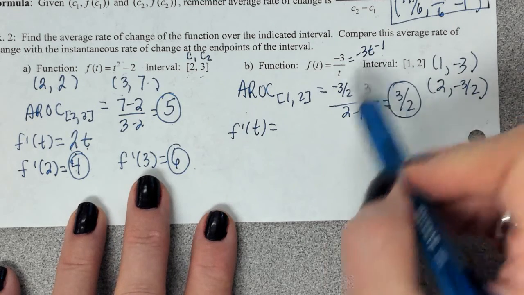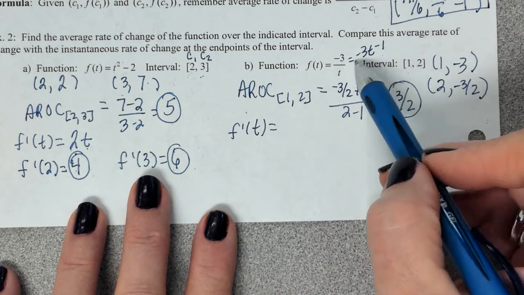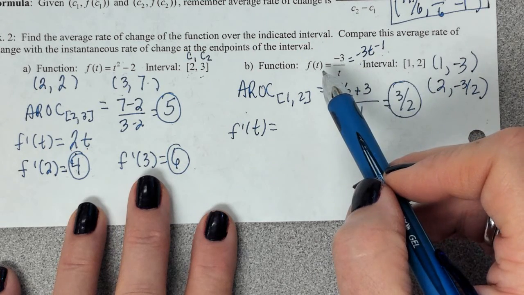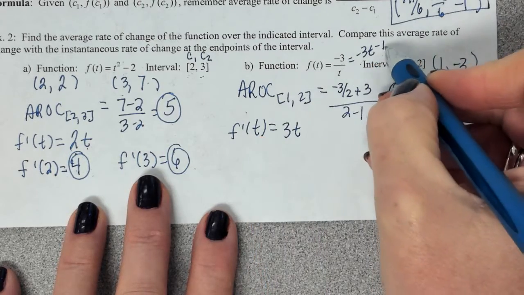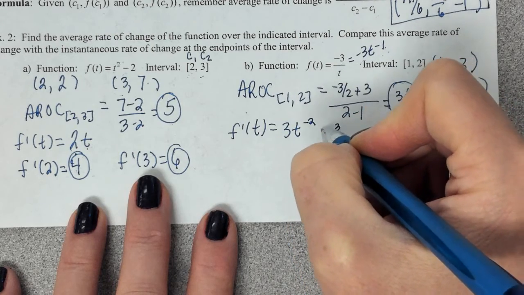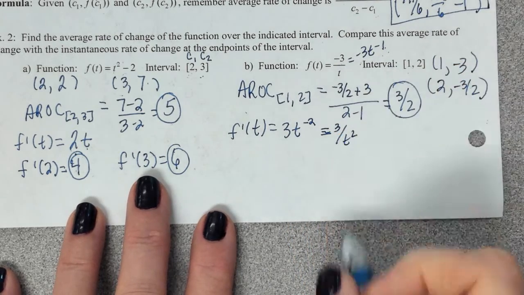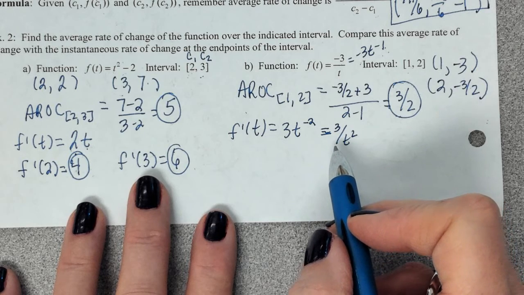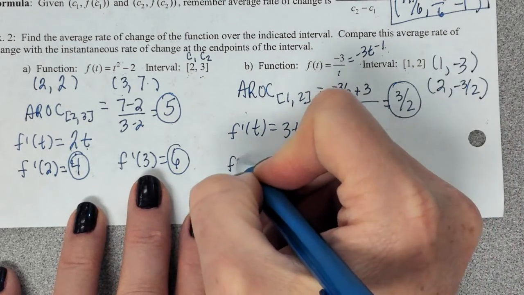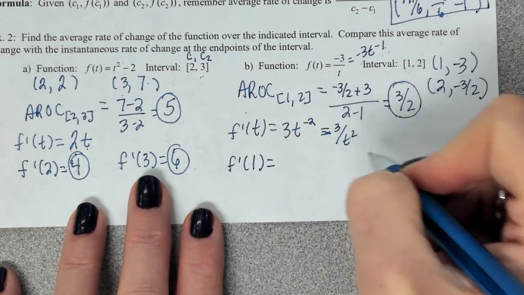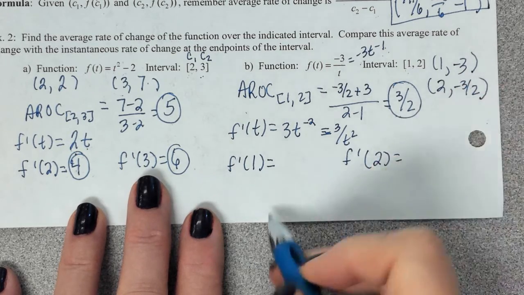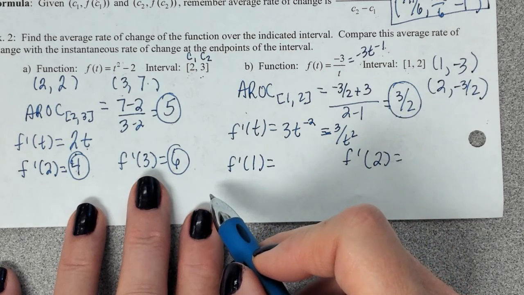Kyle, can you think of the derivative of that? If you do -3 times -1, and then t, and then you have to subtract 1 from the exponent. So that's going to be our derivative. That's going to tell us the instantaneous rate of change. So now we have to find that derivative at 1 and that derivative at 2. So we have to do f prime of 1. That's the instantaneous rate of change at 1. F prime of 2. That's going to be the instantaneous rate of change at 2.